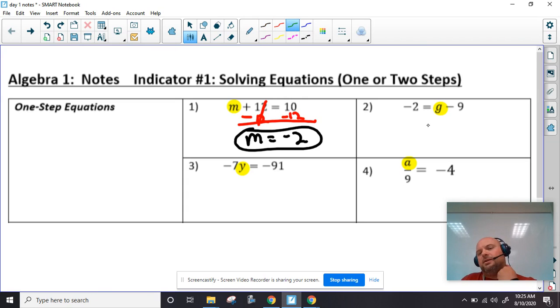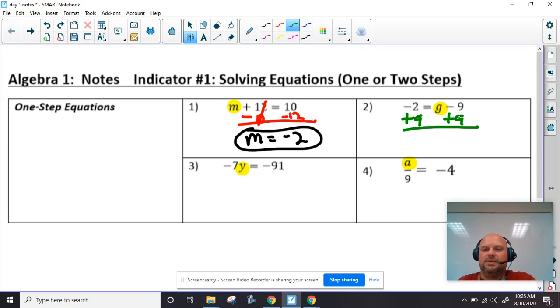Okay, now, number 2, g is over here. What is being done to g is that 9 is being subtracted. We're not doing anything over here because it's on the other side of the equal sign. Some people say it's on the other side of the wall. So I'm going to do the opposite of subtract 9, and I'm going to add 9.